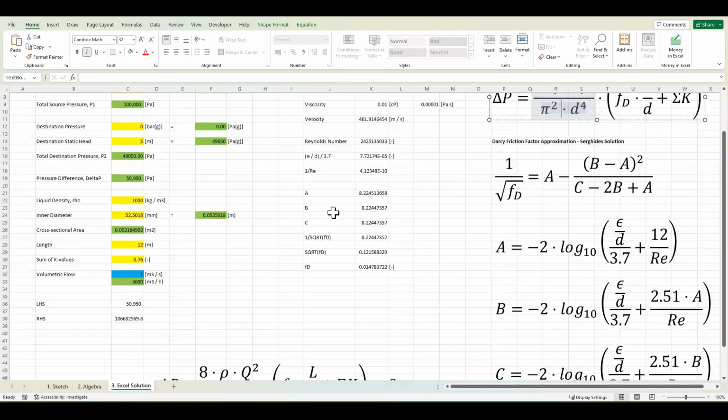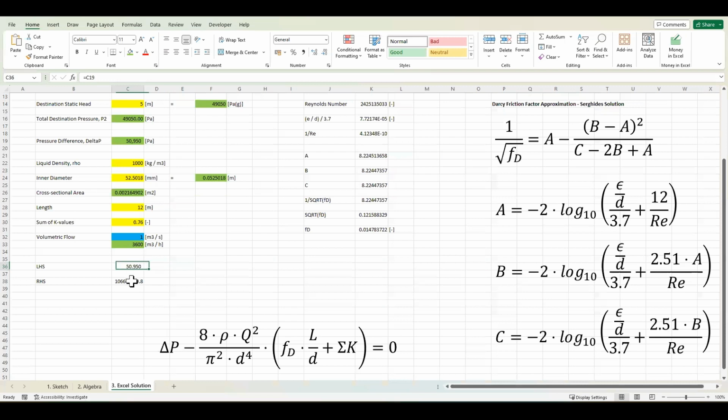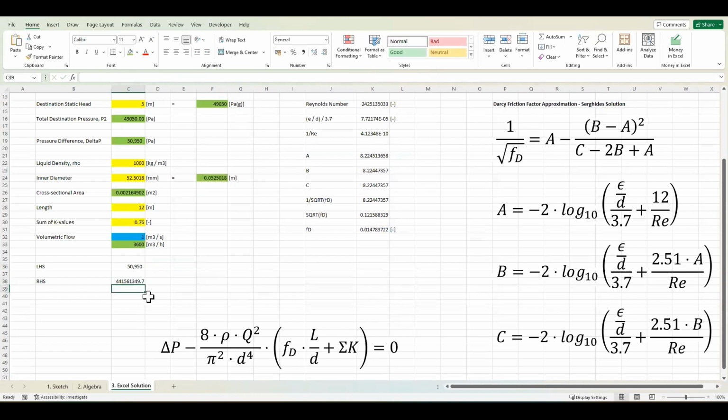So what's going to happen next is we're just going to finish this off. So 8 times density times the volumetric flow squared, divided by pi squared, times d to the power 4, times, now I've put 1 as a placeholder, we actually want the friction factor times the fraction L over D, so length over your inner diameter, and I'm going to add the sum of the K values on as well.